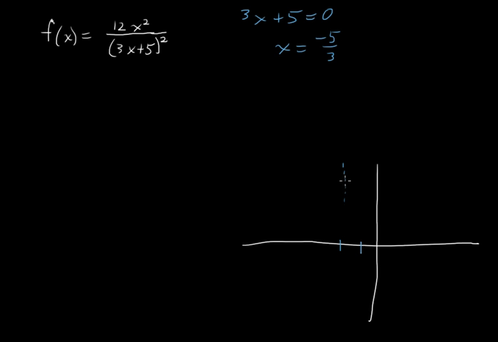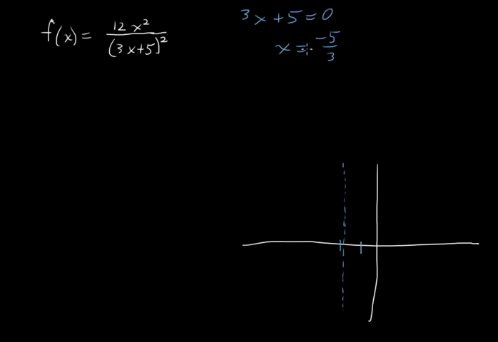So I'm going to draw our asymptote. This blue dashed line is not part of the graph of this function. It's just a vertical asymptote that says we know that the graph will not cross this line.